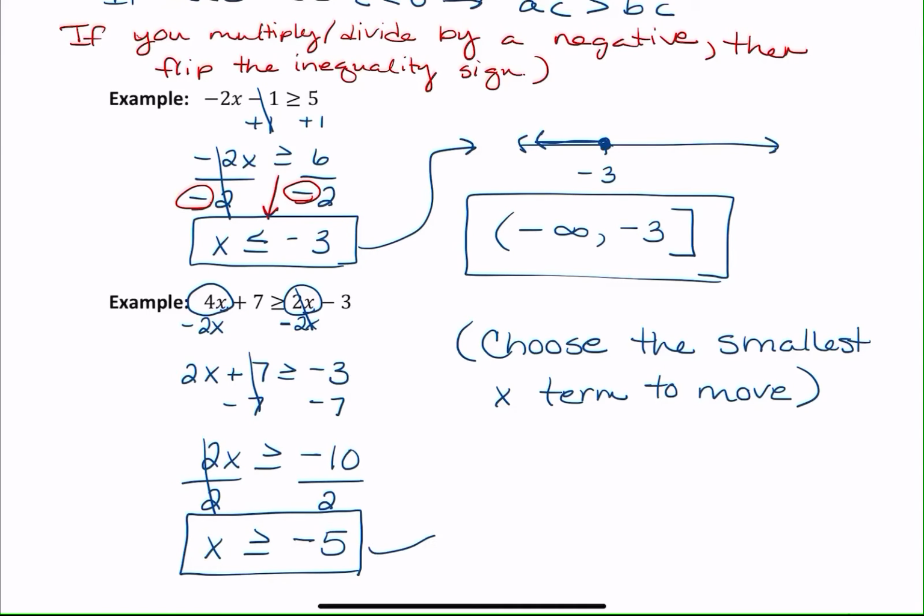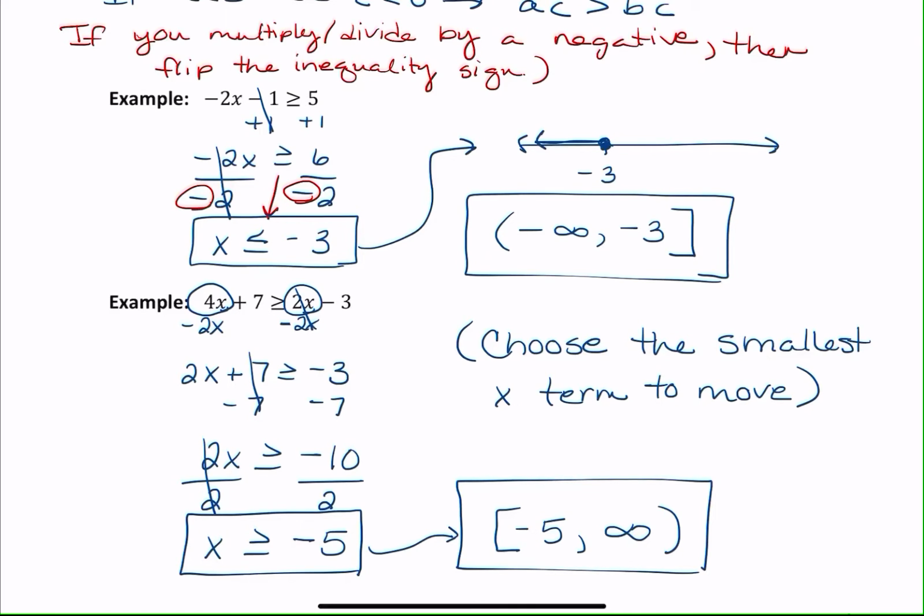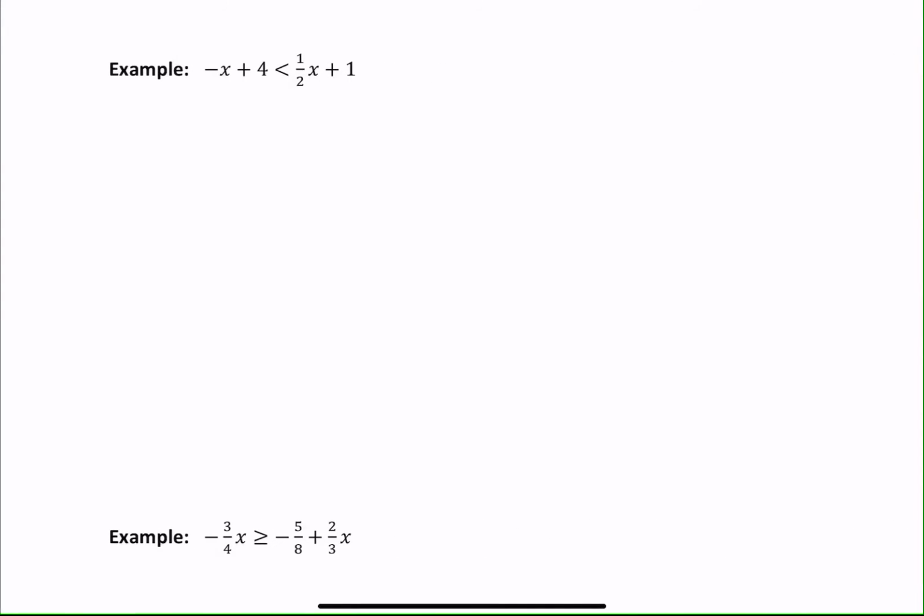And then again, if we were going to write this as an interval, that's x is greater than or equal to -5. So we're going to have a bracket on -5, and it's going to infinity. So that's our answer in interval notation. On the next example, same concept, but I'm going to get rid of this fraction by multiplying everything by the denominator. So I'm going to multiply both sides by 2. And when you do that, it'll clear out the fraction.